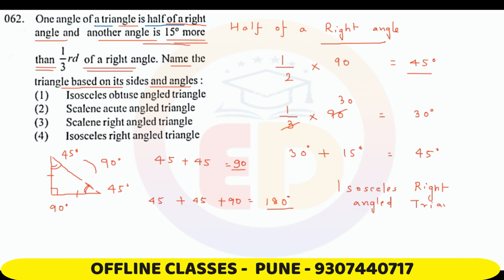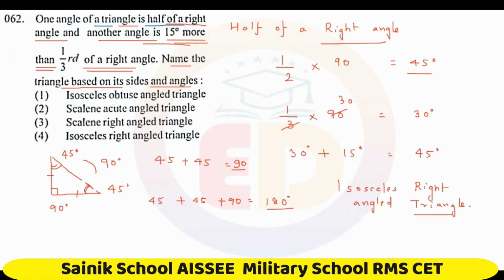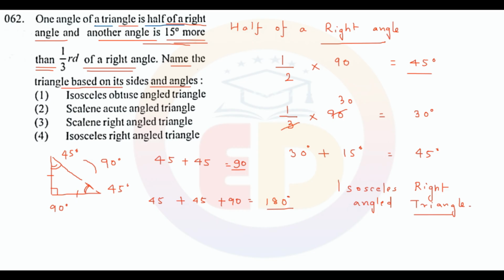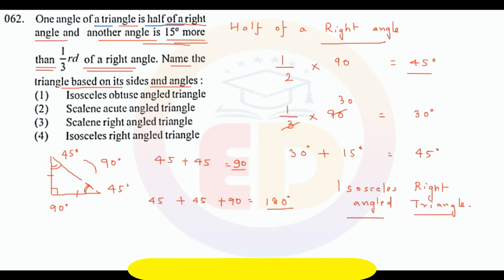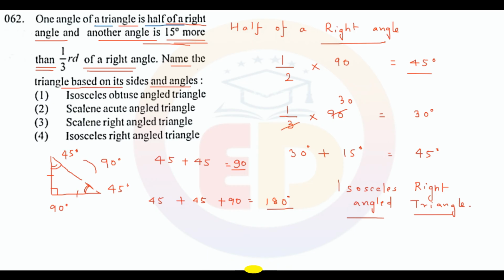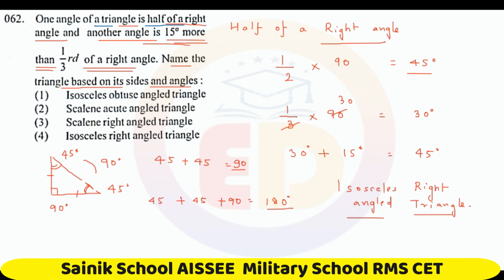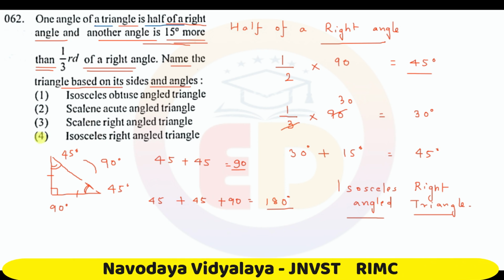Now in this question they try to confuse by giving the values of the angle in an equation way, but otherwise the question was simple. Once you find out all the three angles, then the question becomes easy and you can easily identify that it is an isosceles right angle triangle. We have discussed this concept in the class. Answer is option 4.